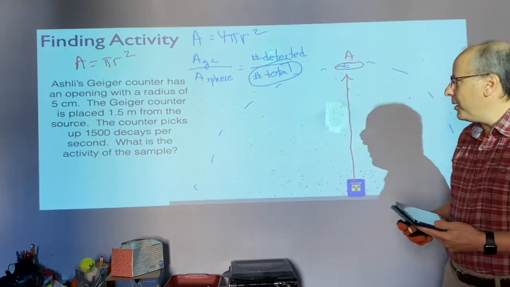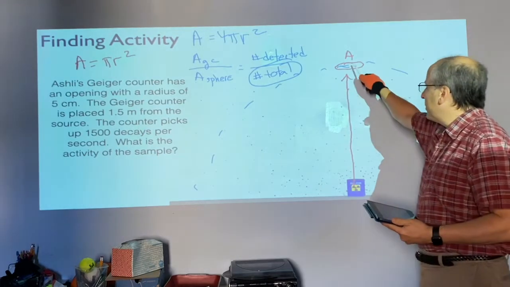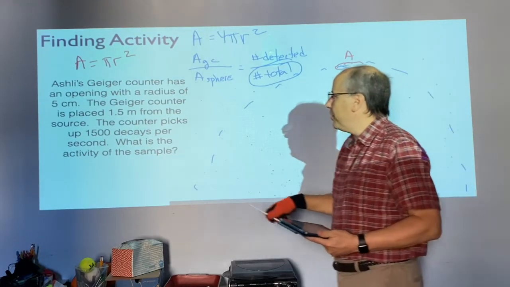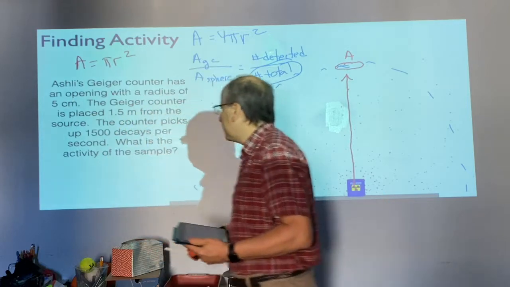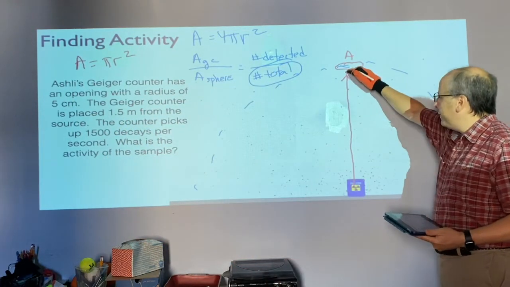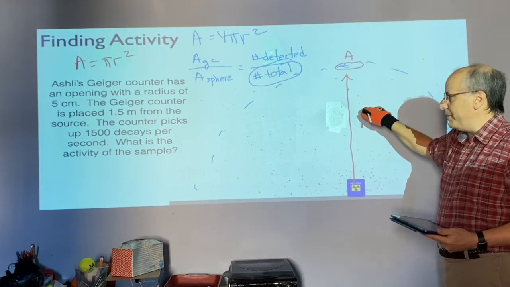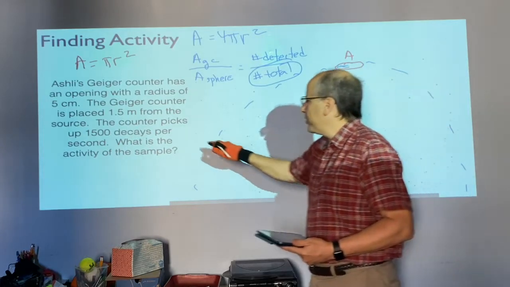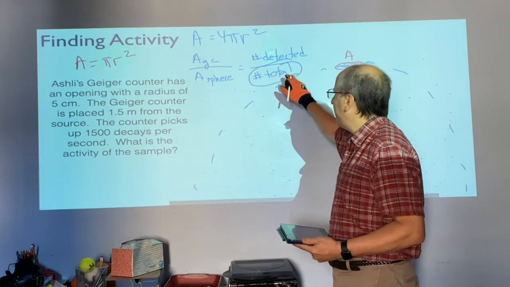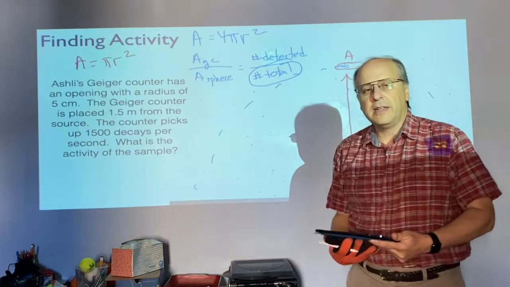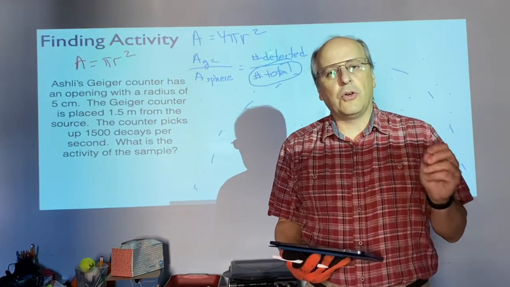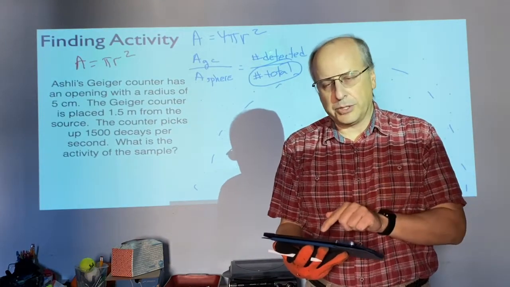Okay, so try working this out. The Geiger counter, this little circle, has a radius of 5 centimeters. The sphere has a radius of 1.5 meters. The Geiger counter picks up 1,500 decays per second. You're trying to figure out the total number of decays that happen per second.